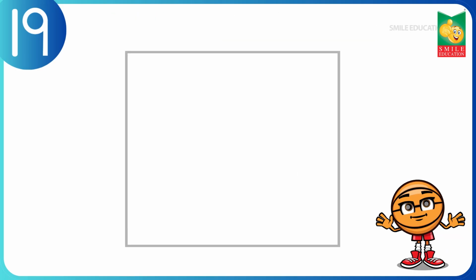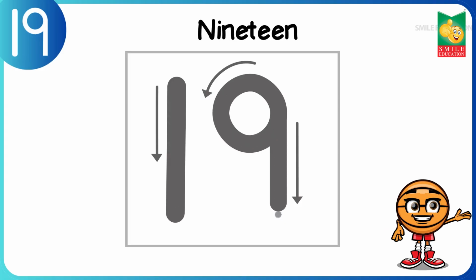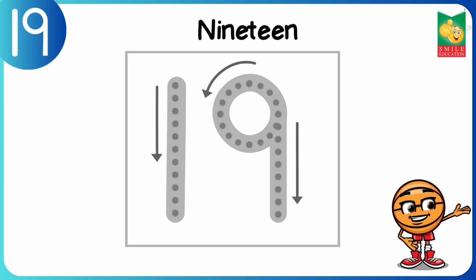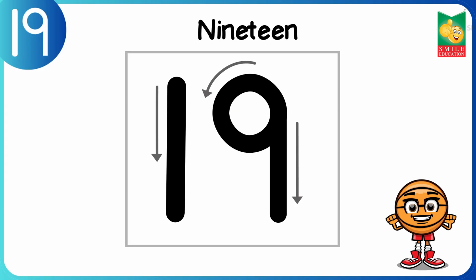Let us say and write number 19. 1 and 9, 19. Let's say and write it again. 1 and 9, 19.